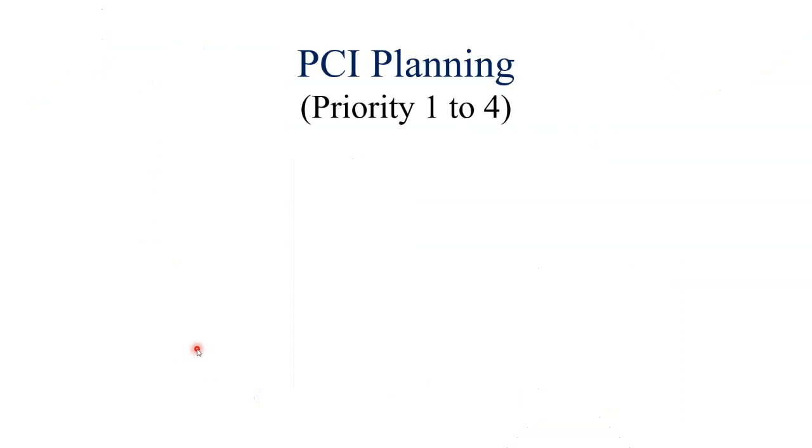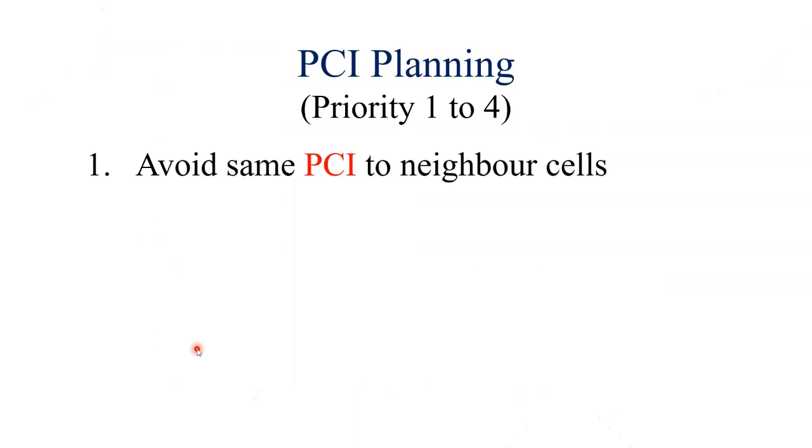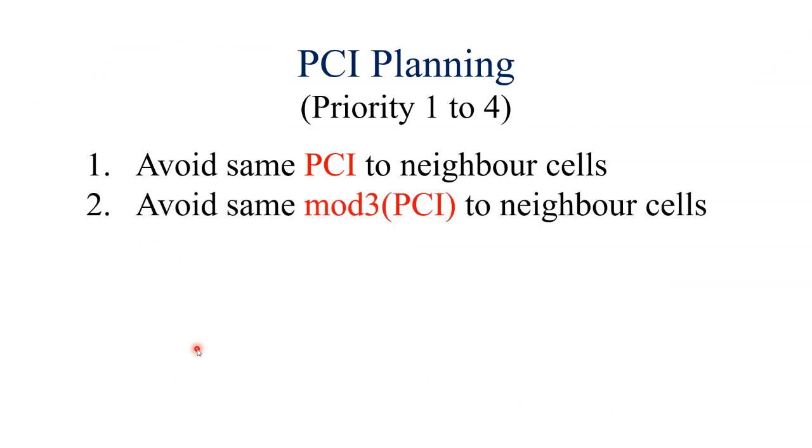PCI planning consists of 4 priorities. Number 1 is avoiding the same PCI values for neighbor cells. If we can't follow this, then neighbor confusions or collisions are possible. It will result in poor retainability and accessibility performance. Number 2 is avoiding the same PCI mod 3 values for neighbors in MIMO. If we can't, then the interference on reference signals between cells with the same PCI mod 3 can be very high. The time taken for a device to camp on a suitable cell will also increase.